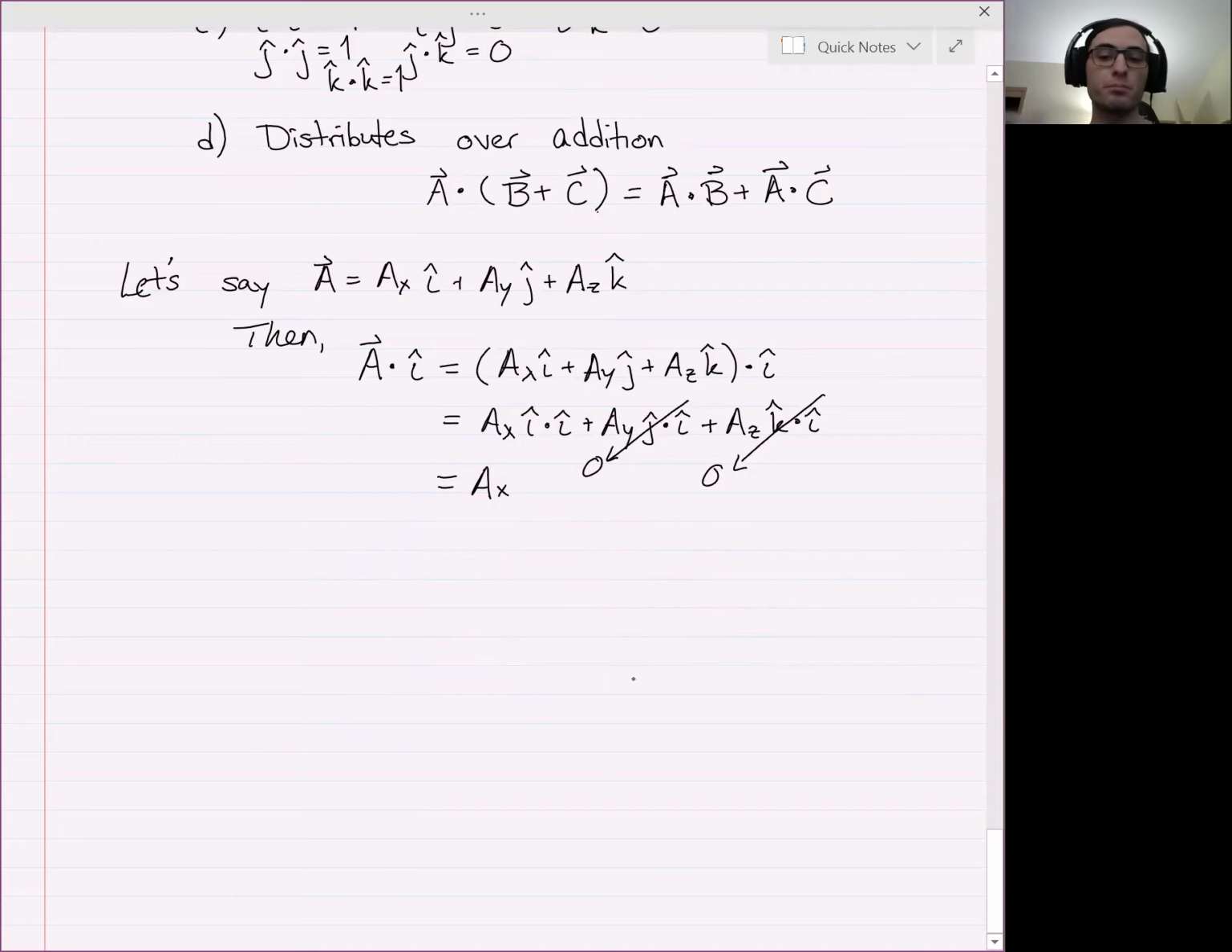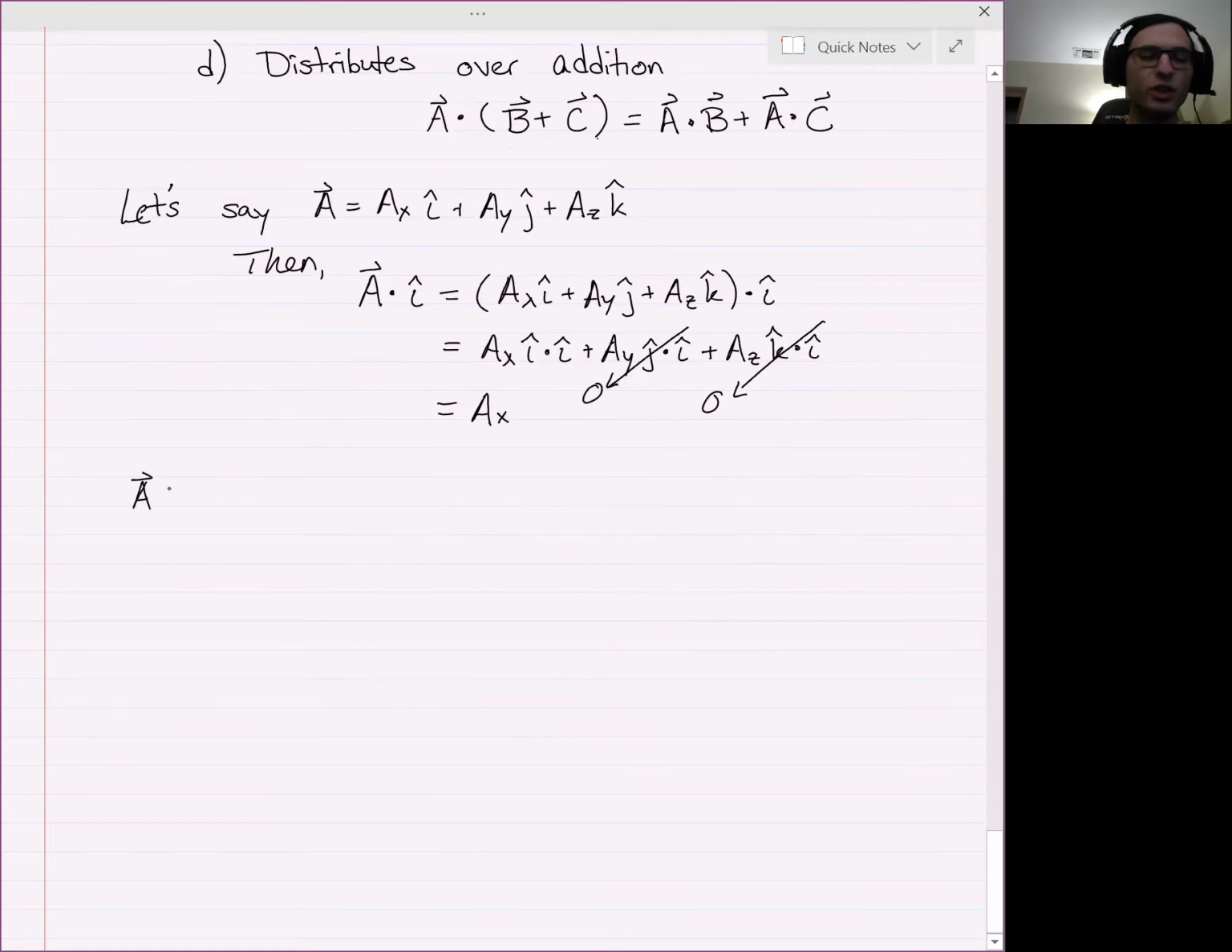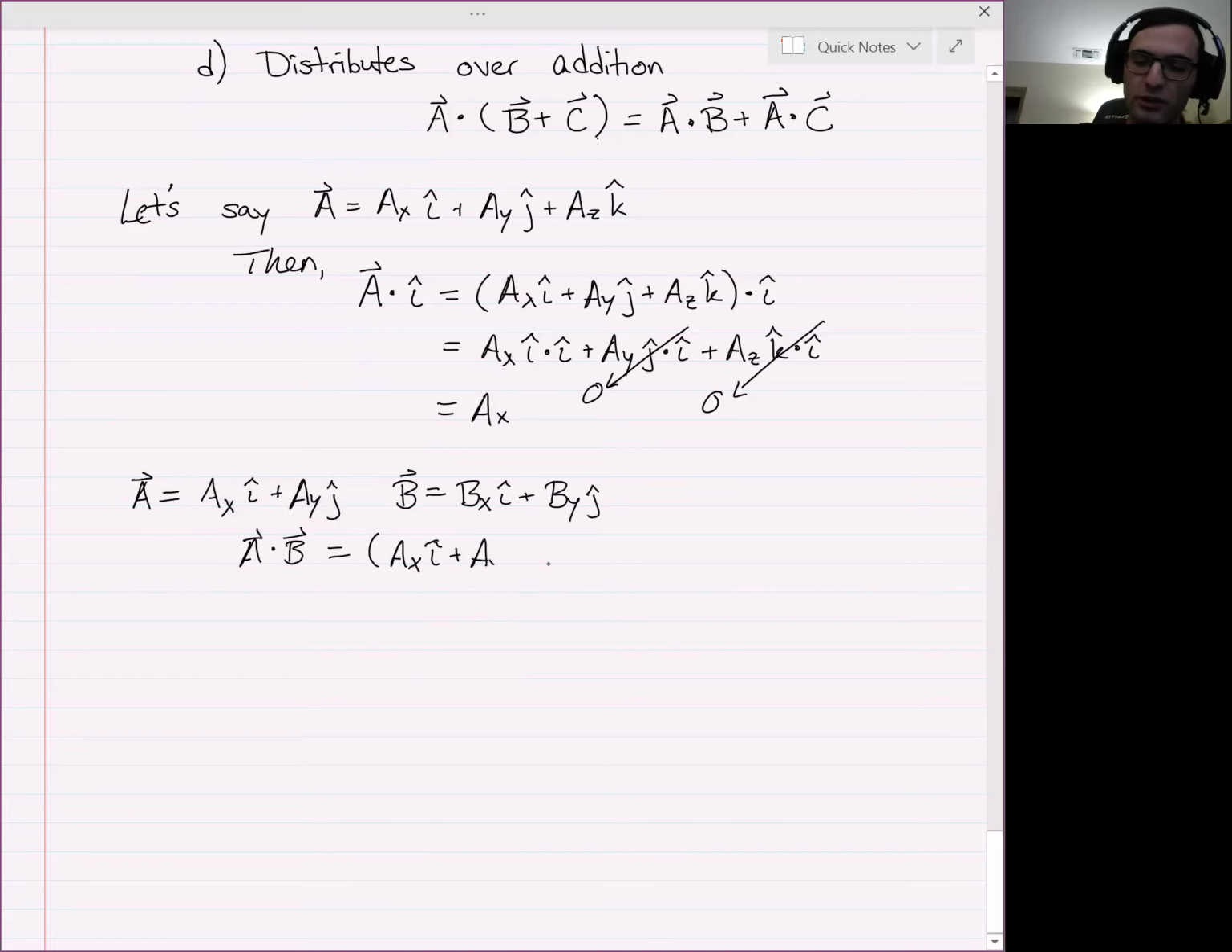Right. So similarly, if we want to calculate a dot b, that's also fairly easy. So let's assume that a and b are both two-dimensional vectors now, just because I don't want to have to write out like 6 terms. So let's say that a is ax i hat plus ay j hat, b is bx i hat plus by j hat. Then a dot b is just the dot product of these vectors. It's ax i hat plus ay j hat dot bx i hat plus by j hat.